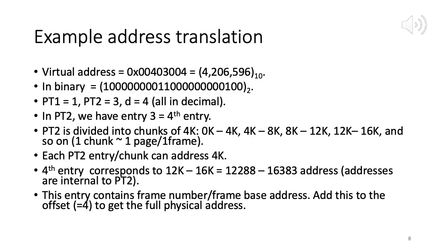So within that particular inner level page table, the address we correspond to is 12K to 16K. Bottom line, that particular entry will contain the frame number or frame base address. We add this to the offset to get the physical address.